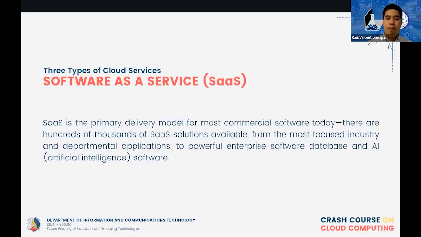So SaaS is the primary delivery model for commercial software today. You would see a lot of subscriptions to different software already. So this is software as a service.